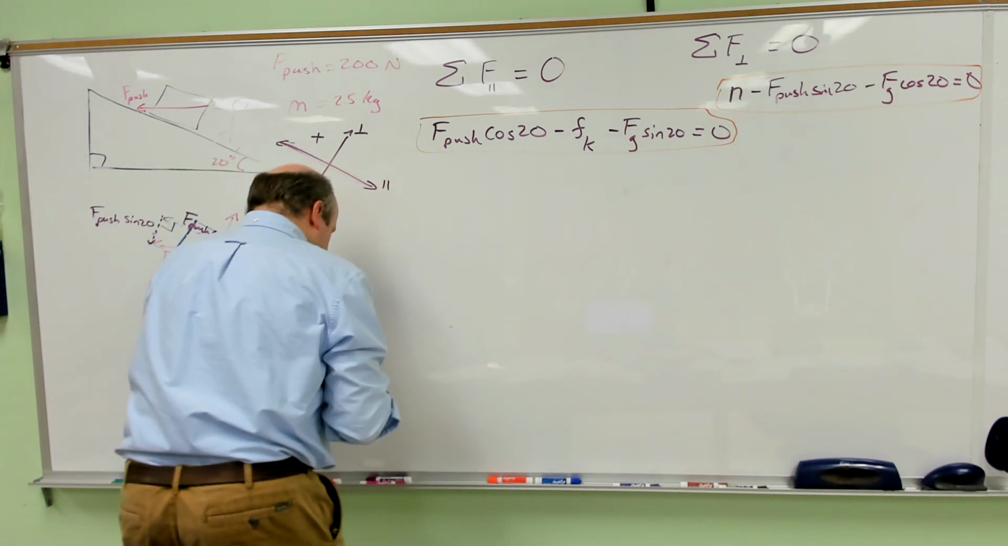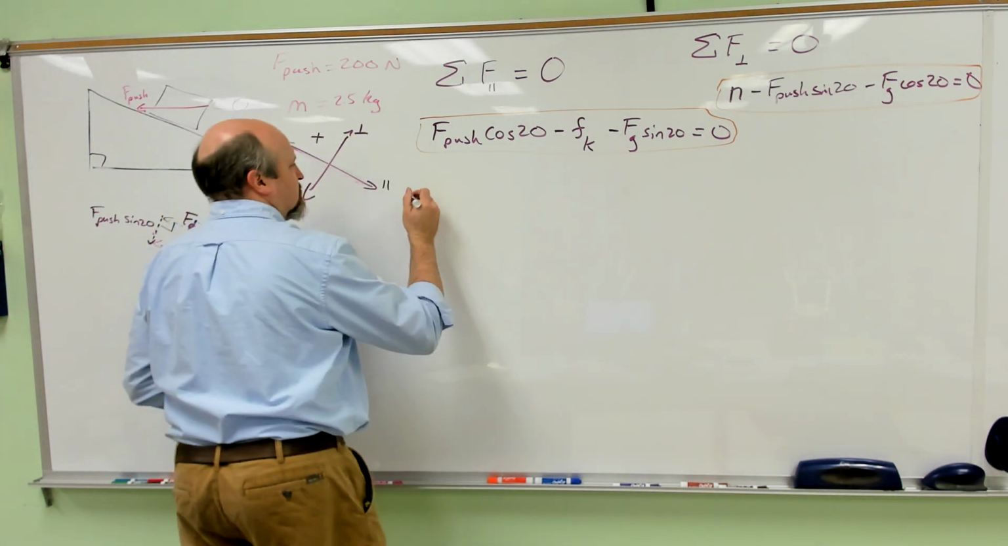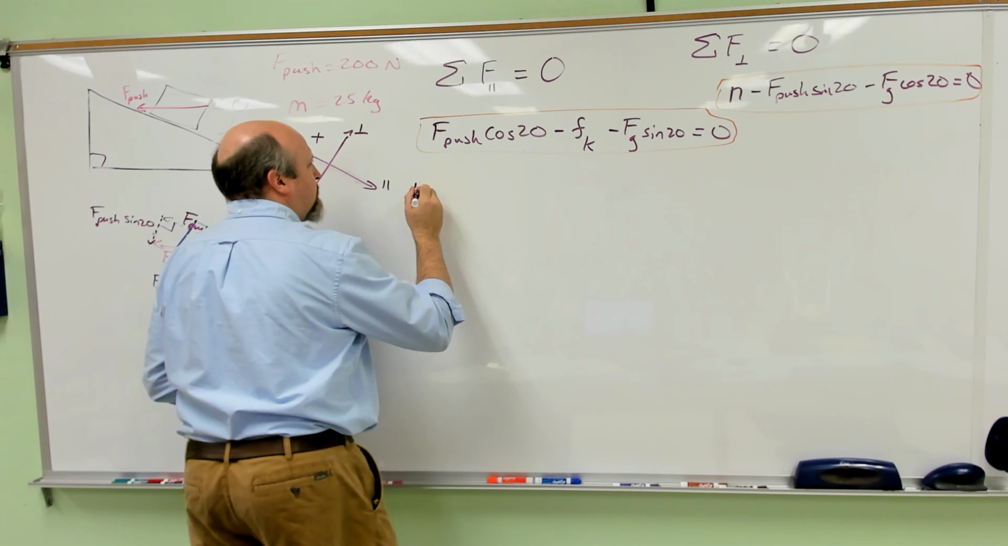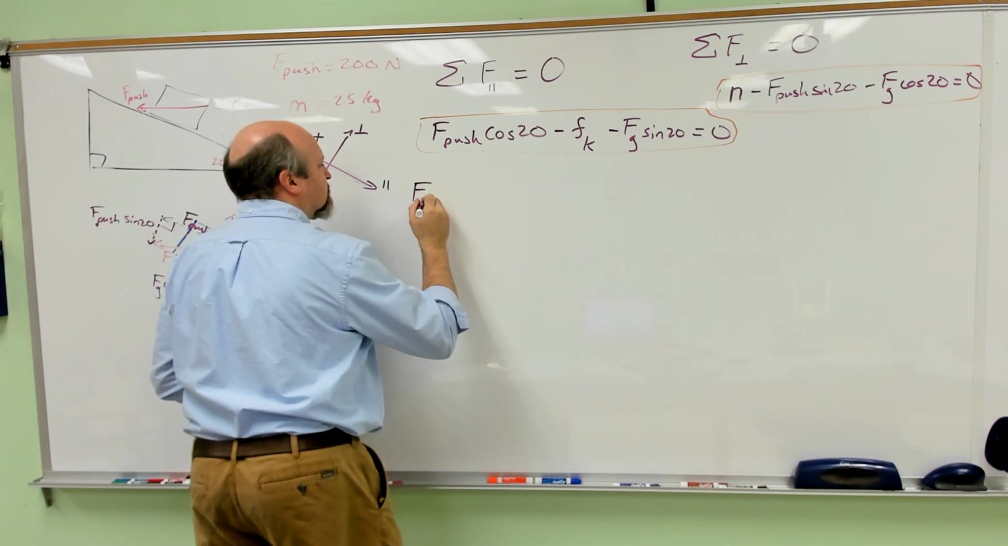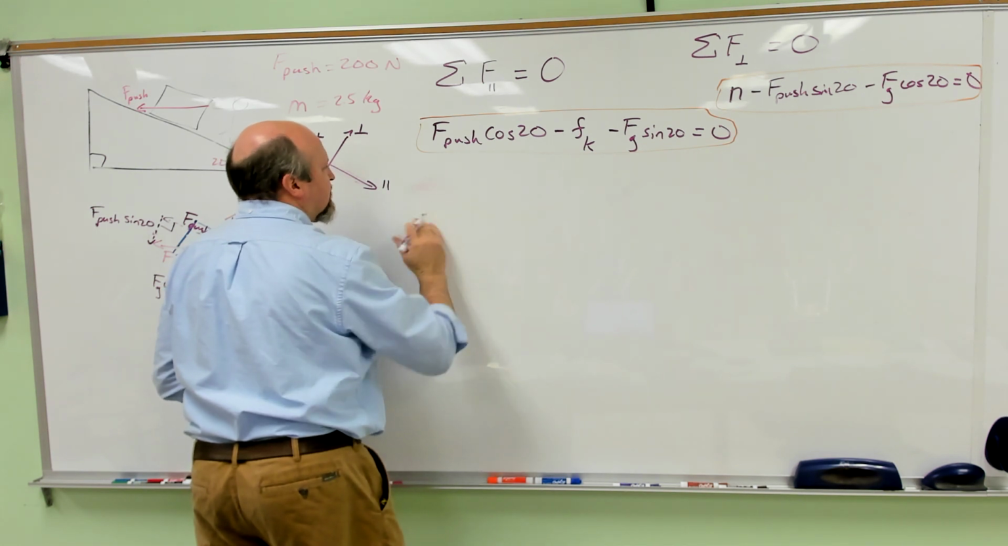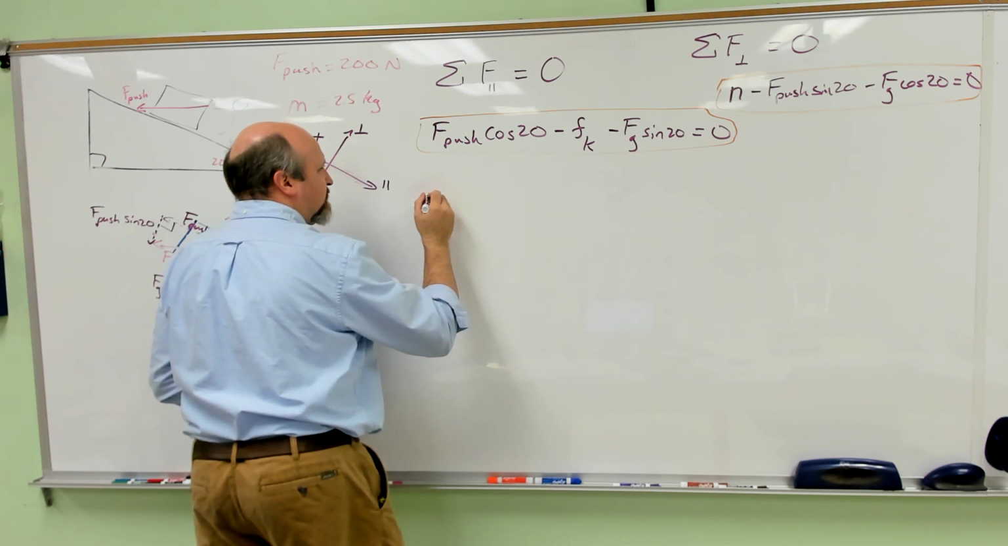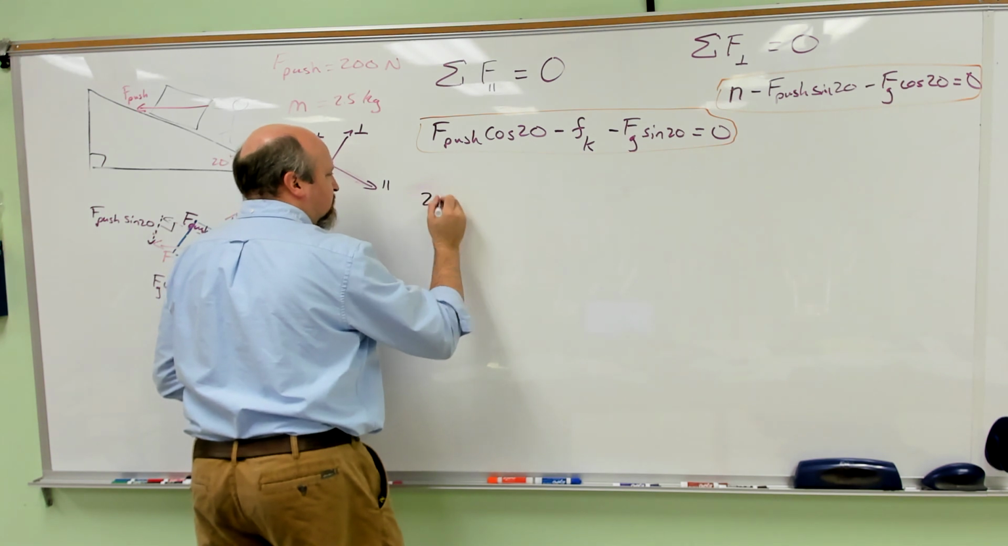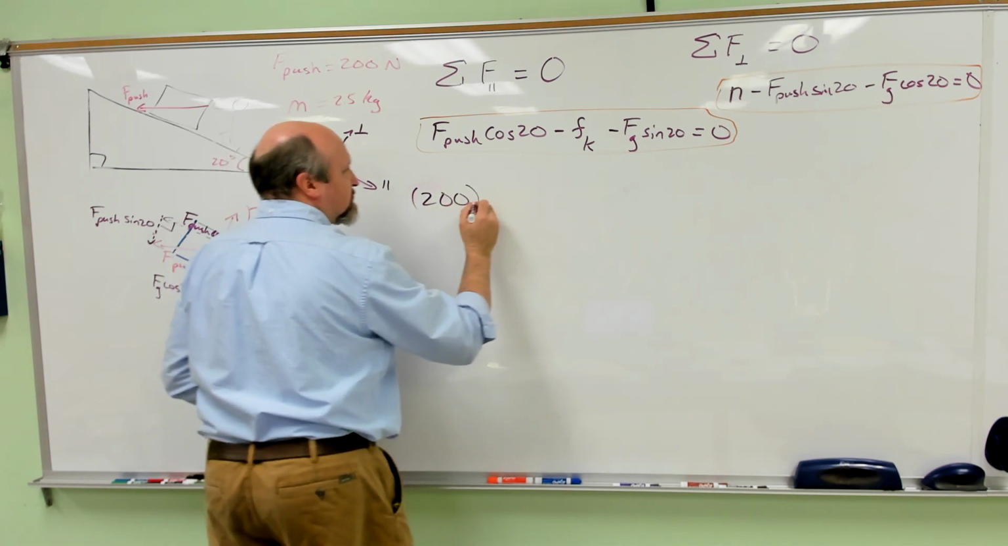So let's do it that way. So here we go. Yeah, let's go ahead and do that. So force push, you know what? I'll go ahead and put my values in now. If it makes a lot of people feel more comfortable if I put the values in right away, I'll go ahead and do it that way this time. So force push is 200.